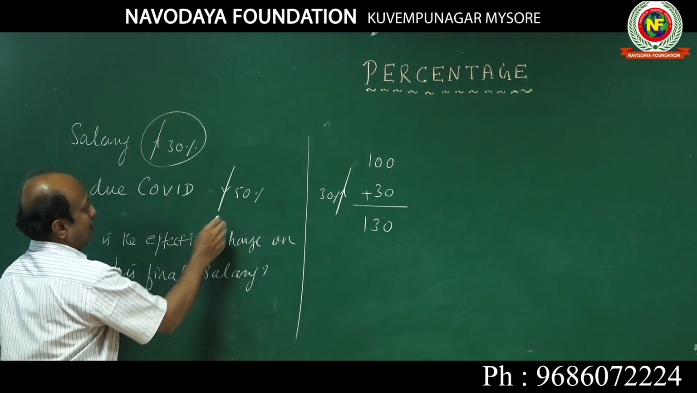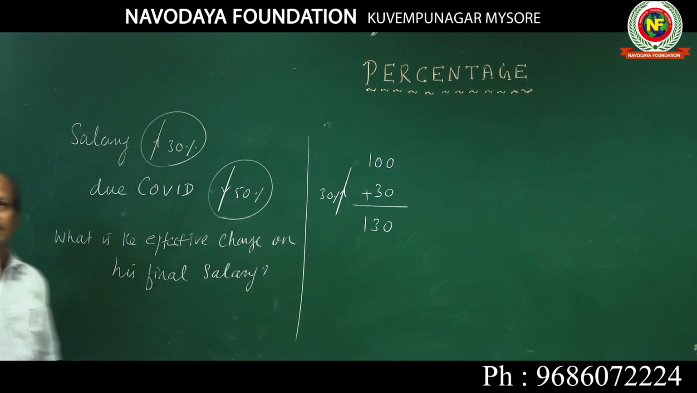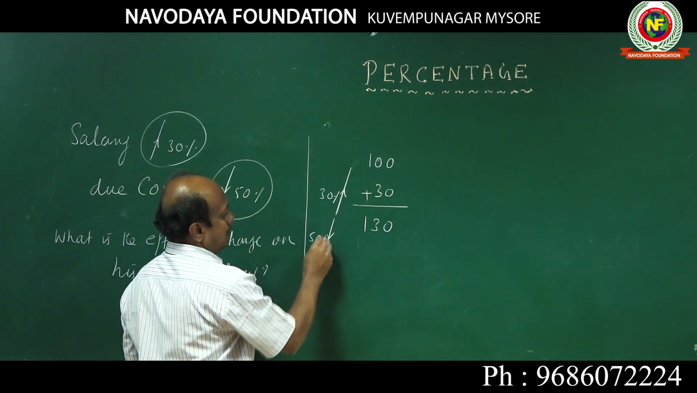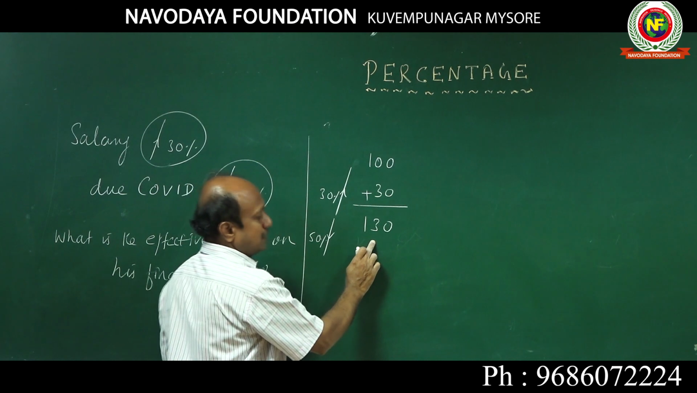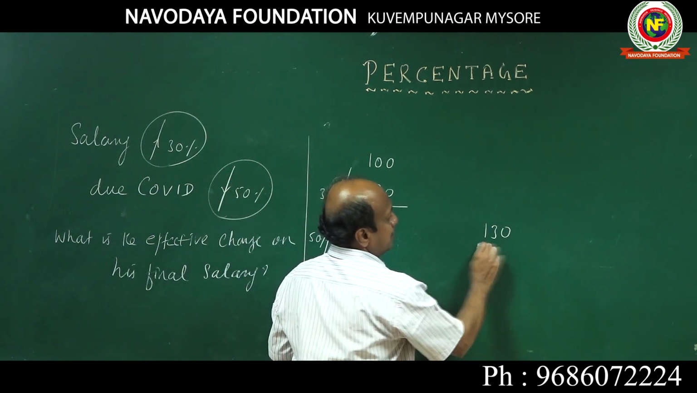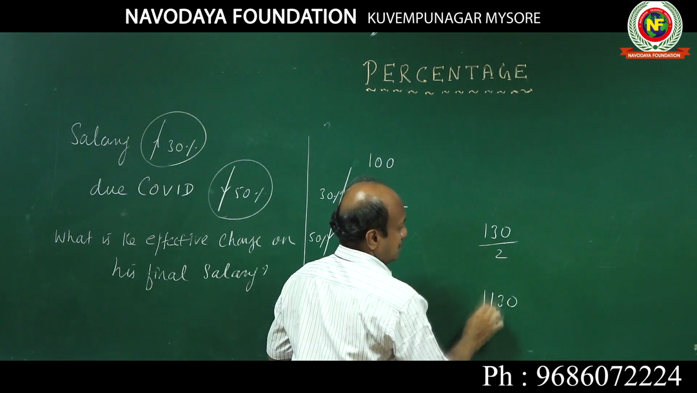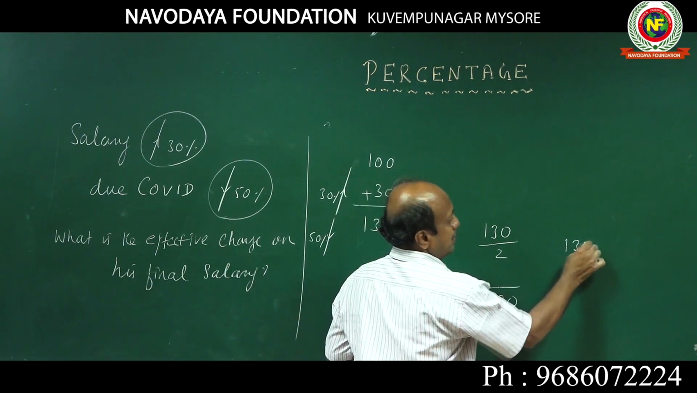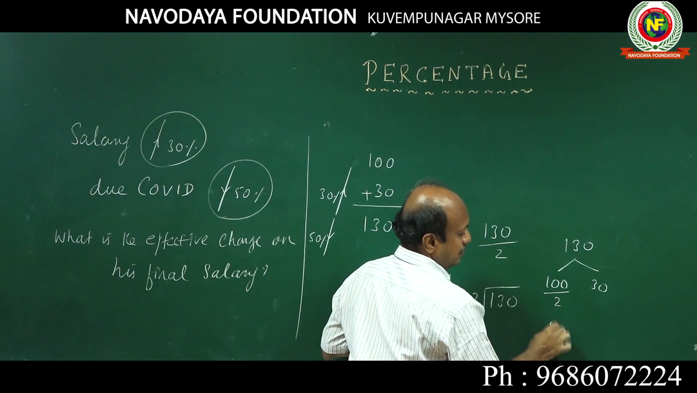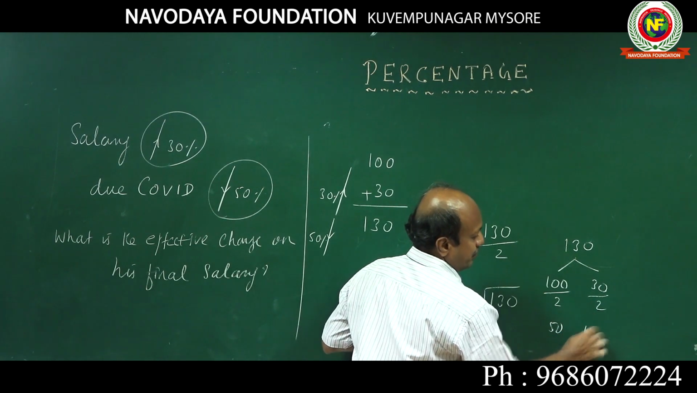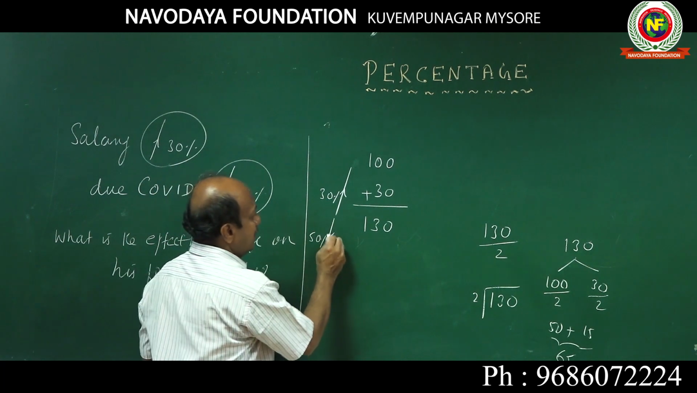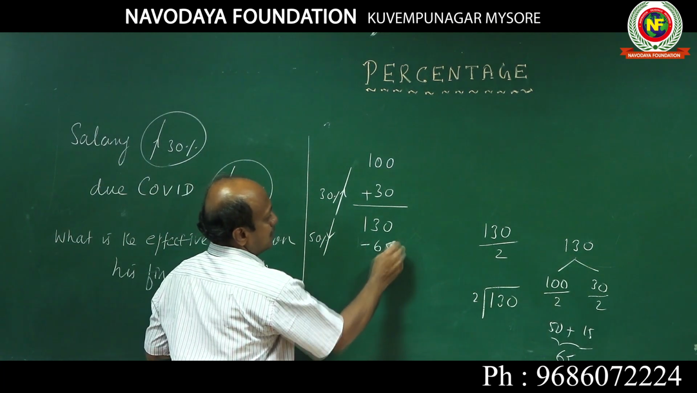Now due to COVID, how much of the salary is decreased? 50%. 50% is nothing but, you know very well, based on ready reckoner, half of this. Even this 130, I have seen many students go on to put it like this. Make it mentally, 130 is nothing but 100 and 30. What about half of 100? 50. Half of 30? 15. Therefore, how much will we get? 65. Right? So, it will be easy.